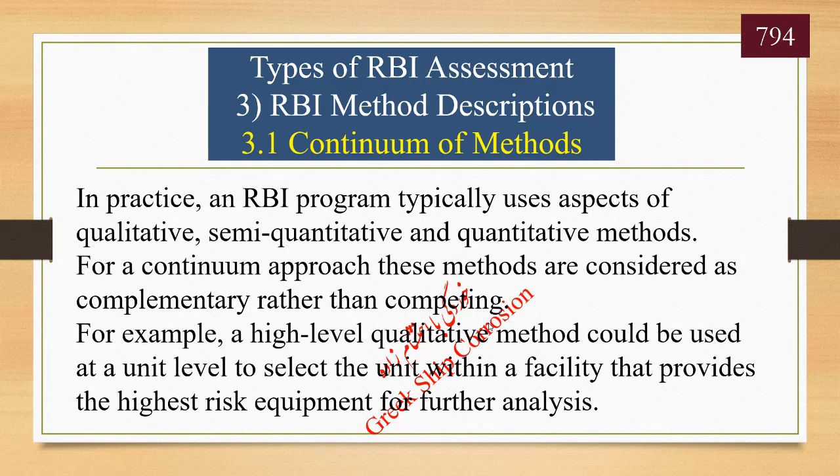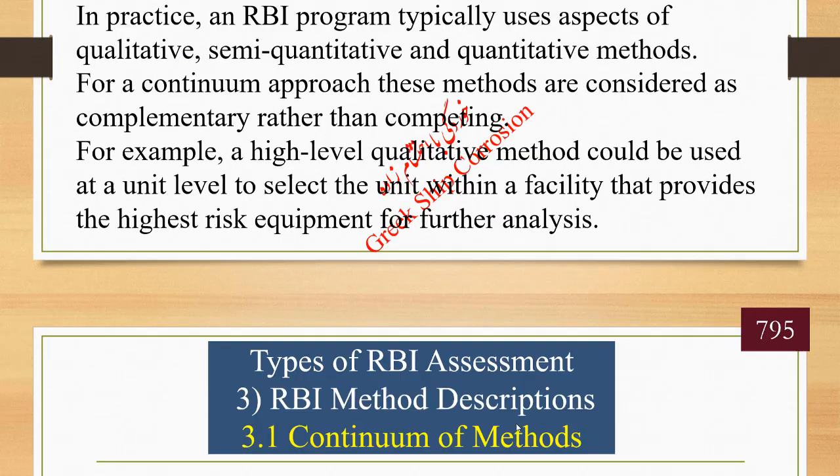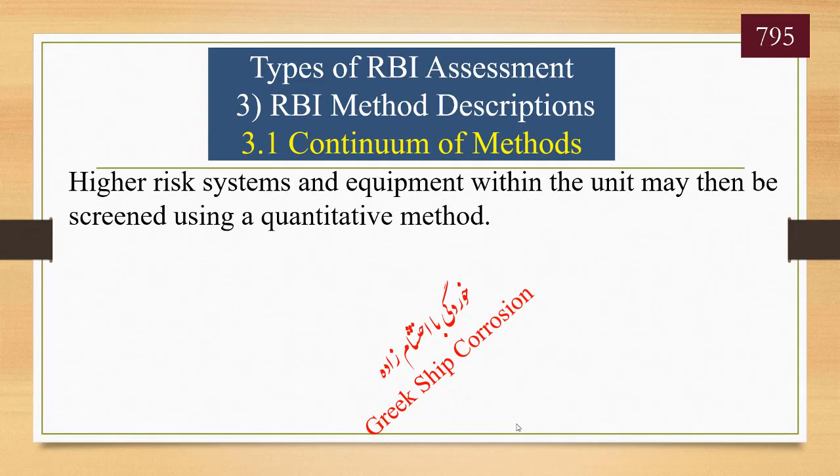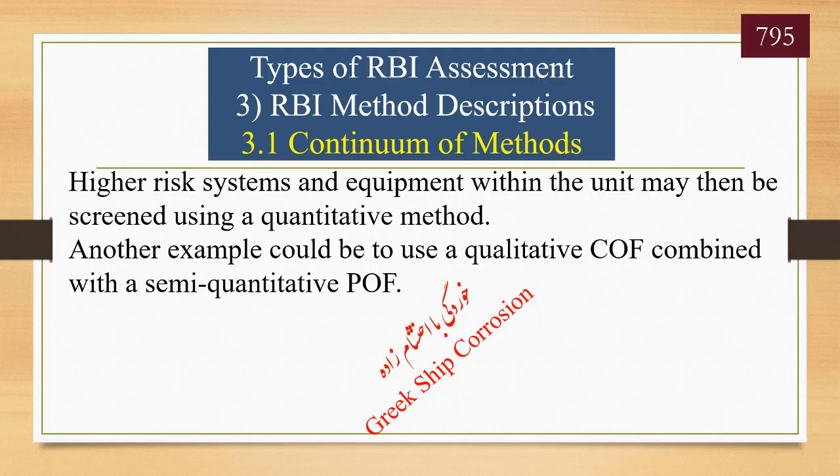For example, a high-level qualitative method could be used at a unit level to select the unit within a facility that provides the highest risk equipment for further analysis. Higher risk systems and equipment within the unit may then be screened using a quantitative method. Another example could be to use a qualitative COF combined with a semi-quantitative POF.